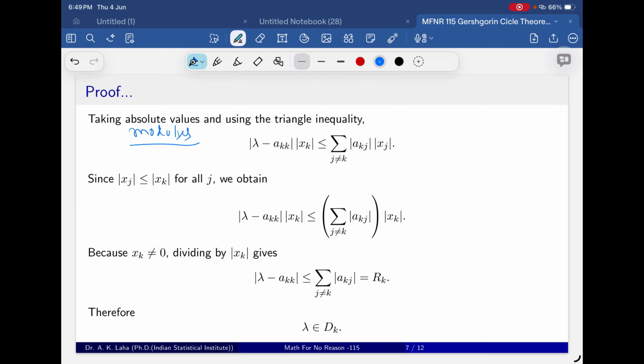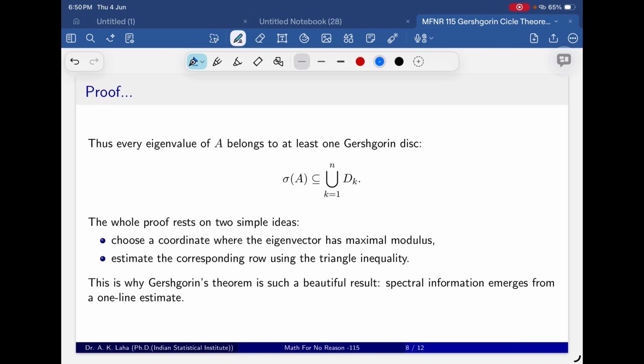And since mod xk is not equal to 0, we can divide both sides by mod xk, and we get this result, which is essentially the Gershgorin circle theorem: mod of lambda minus akk is less than or equal to rk, and lambda lies in Dk. Thus every eigenvalue of A belongs to at least one of the Gershgorin disks, and hence the spectrum of the matrix A is a subset of the union of these disks.